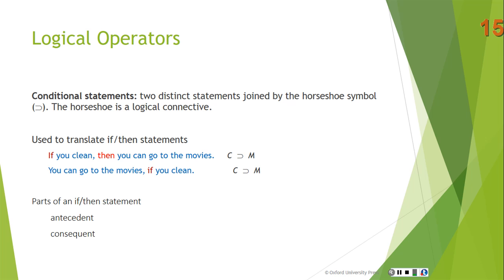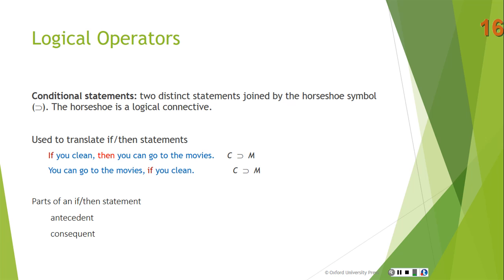Notice that "you clean" is a simple statement. "You can go to the movies" is a simple statement. "If then" is a logical connective. We represent "you clean" with C, "you can go to the movies" with M, and then we'll put the logical connective horseshoe in the middle.